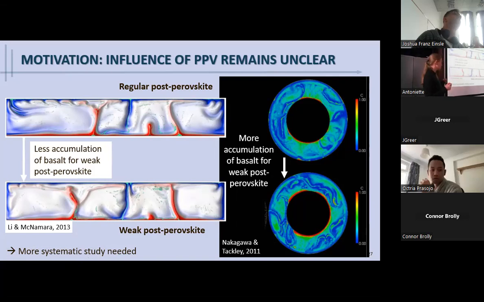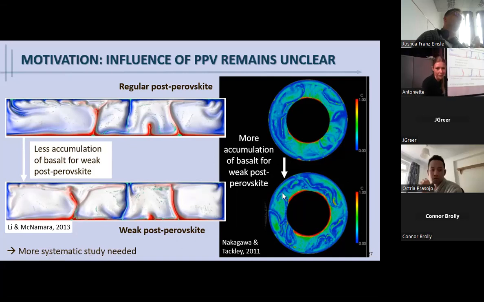And so what they concluded is if we have this lower viscosity of post-perovskite, we get less basalt to accumulate at the core-mantle boundary. So we can also see that here there are more of these green piles here and less down there. Then the model on the right is from Nakagawa and Tackley. They looked at the same question. In this case, the color shows the chemical composition. So the more red, the more basalt. And again, the model at the top is post-perovskite does not affect the viscosity, and at the bottom, post-perovskite is easy to deform. And they find exactly the opposite.